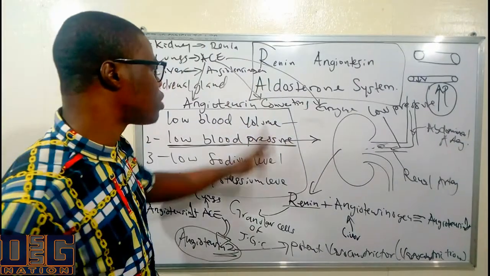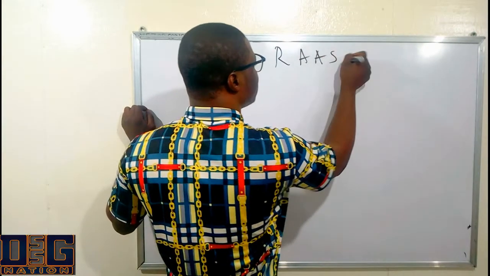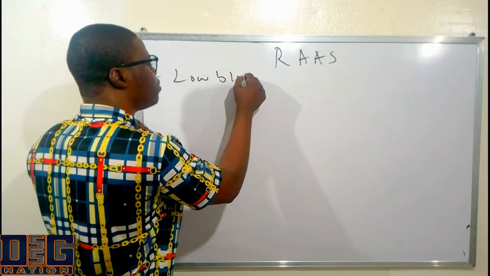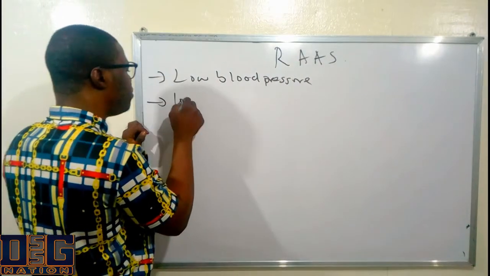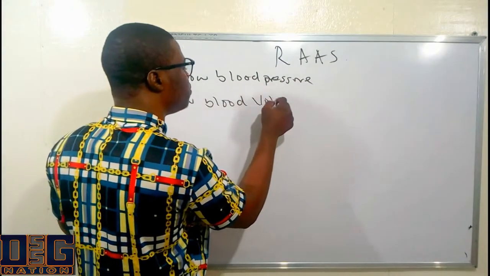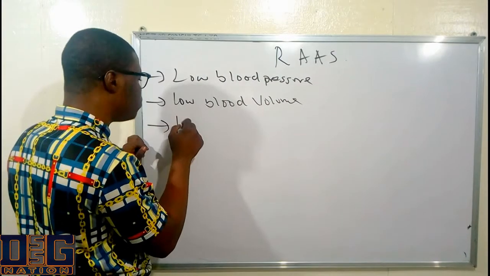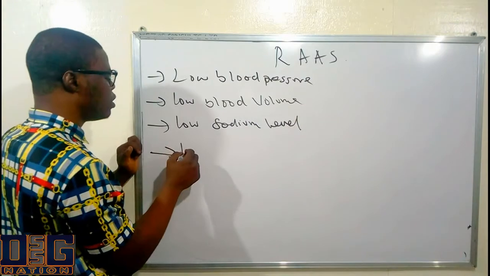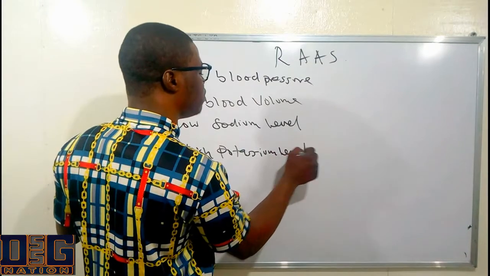Now, I'm going to clean the board so we talk about aldosterone. So we were discussing the renin-angiotensin-aldosterone system. I said it is triggered by 4 factors. The first one, low blood pressure. The second one, low blood volume. The next one, low sodium level. And the last one is high potassium level in the blood.